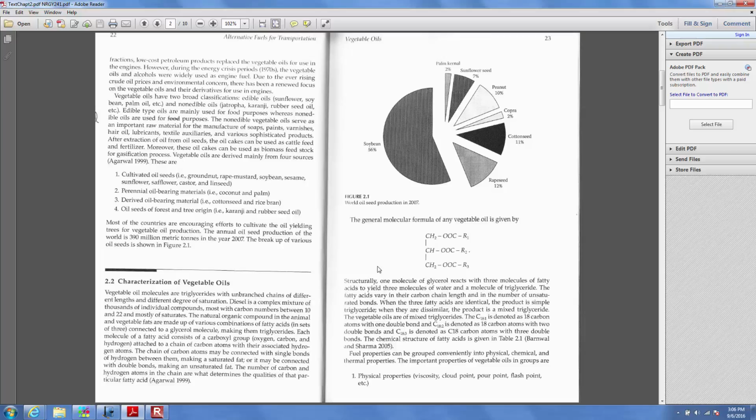When we look at fuels of any kind, whether we're looking at vegetable oils or diesel fuels, they're all kind of the same. We're going to look at the properties as physical, chemical, and thermal properties. The physical properties are viscosity, which we'll talk about here in a few minutes, but it tends to be pretty thick. The cloud point, that's the point where things start to thicken up.